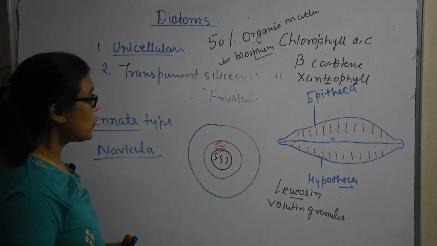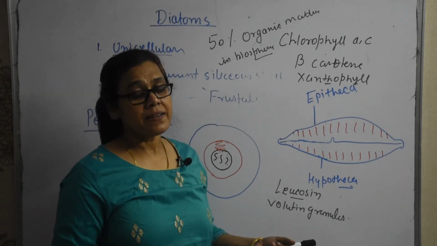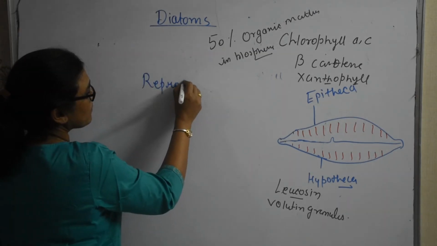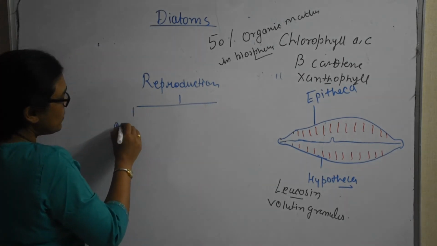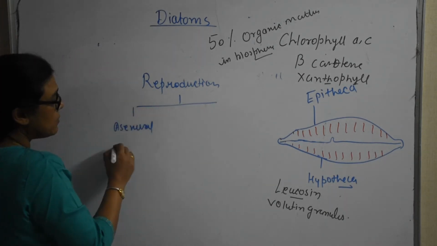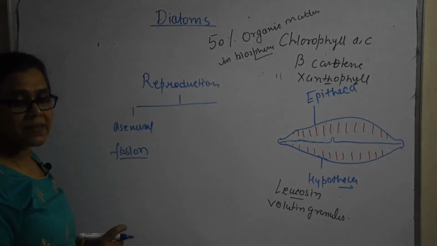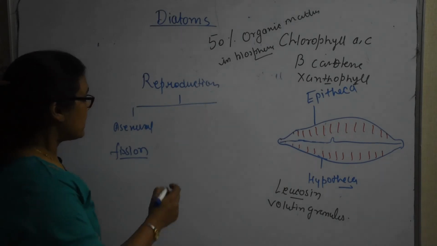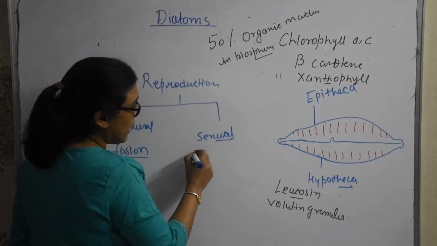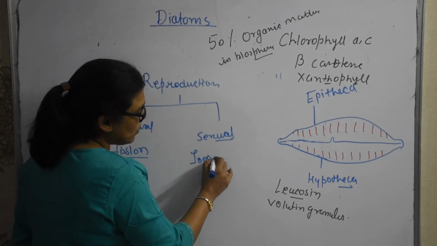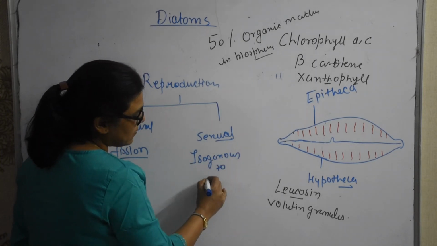Now about reproduction. Diatoms reproduce by both modes of reproduction, asexual and sexual. The asexual mode occurs by fission, that is binary fission. In binary fission, the mother cell divides into two daughter cells. And sexual reproduction is isogamous to oogamous.